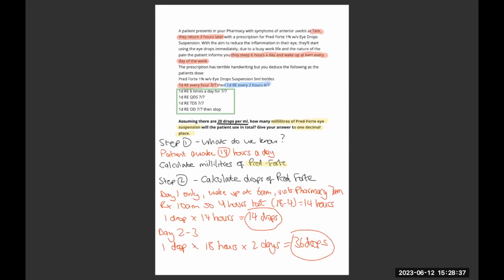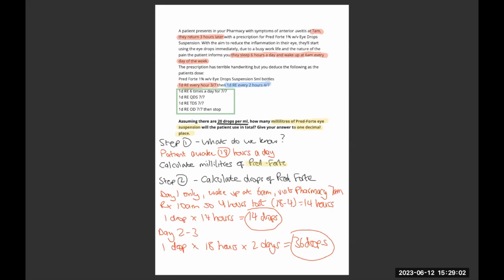Now, this is the tricky part. Even though they are awake for 18 hours a day, they didn't start the treatment for the 18 hours on the first day because they woke up at 6, they came to your pharmacy at 7, and then they turned up 3 hours later with a prescription that they want to use immediately. So that means from 6 till 10, they don't actually have anything or any treatment. So we need to deduct 4 hours from the first day.